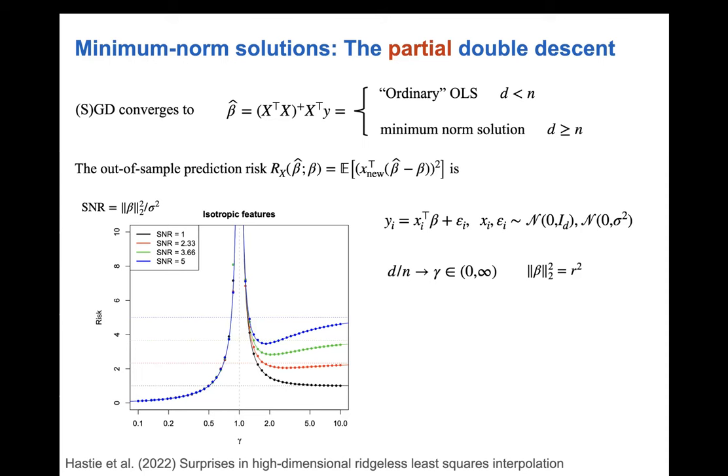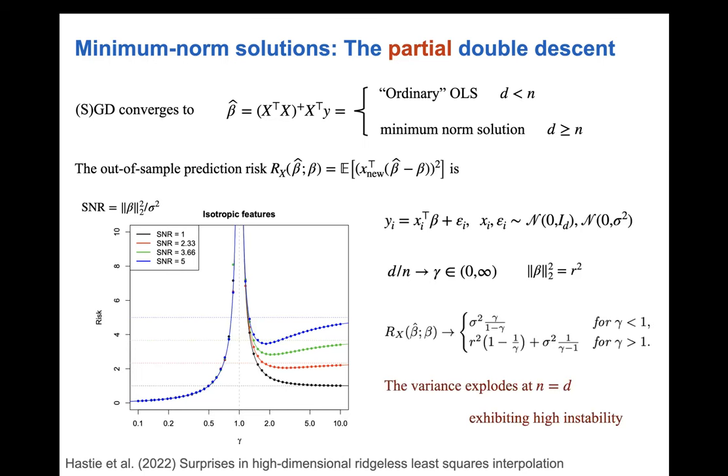Okay, so here we're just going to focus on the simplest case, right? We're going to focus on the linear regression model, and then x_i are just normal distributions with isotropic covariance, and epsilon_i is also Gaussian distributed, with noise level sigma squared. We're going to characterize the risk in the proportional asymptotic regime, which means the dimensionality grows linearly with the sample size n here. Now in this case, this out-of-sample prediction risk has the following limit.